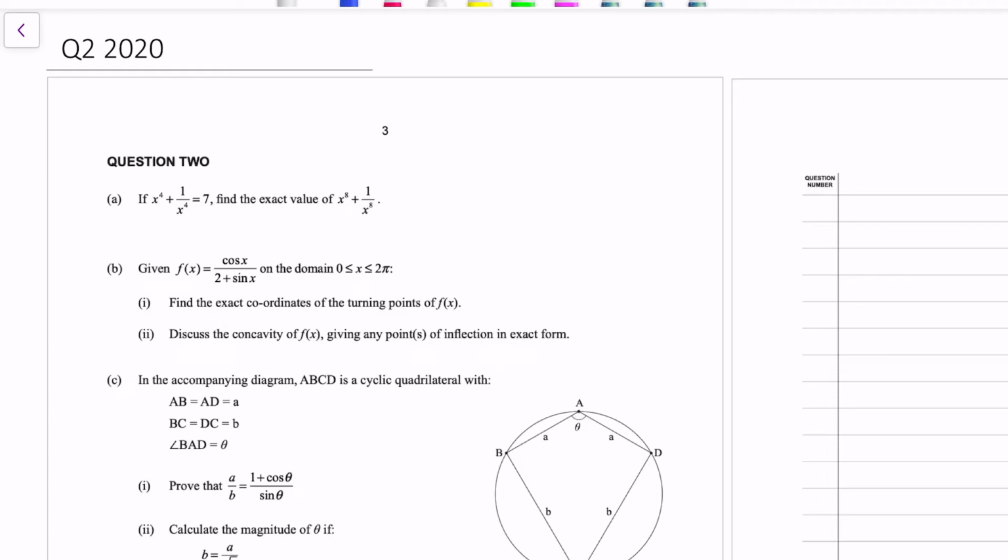Kia ora and welcome to this video on question 2 of the 2020 School Calc exam. There are 3 parts to this question. The first one is a really neat algebraic problem, very short, with an elegant solution.